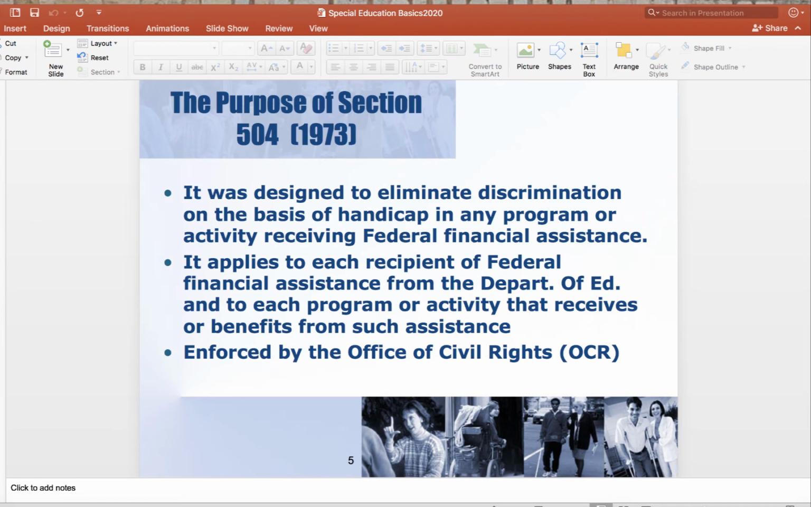Now let's take a look at Section 504 real quickly. Section 504 was passed in 1973. It was an outcome of Brown versus Board of Education, which eliminated discrimination. This is eliminating discrimination for individuals with a handicapping condition in any program that has federal financial aid. So it's an OCR, Office of Civil Rights law. It is a discrimination law.